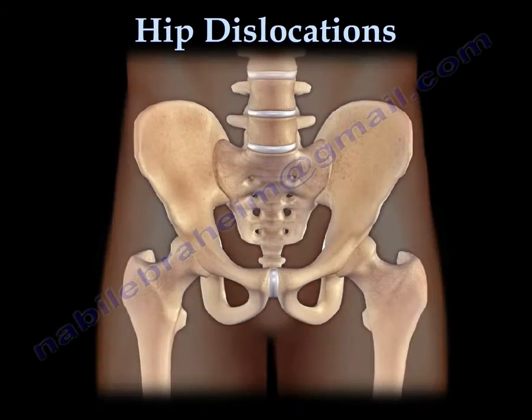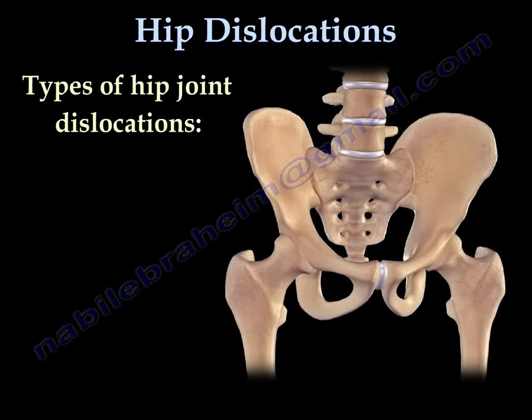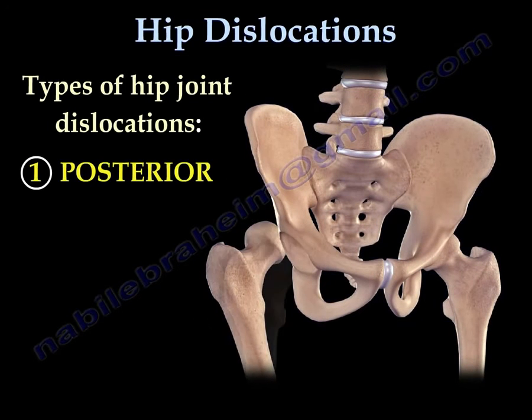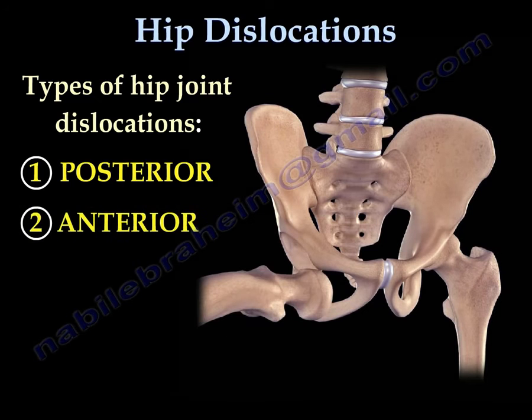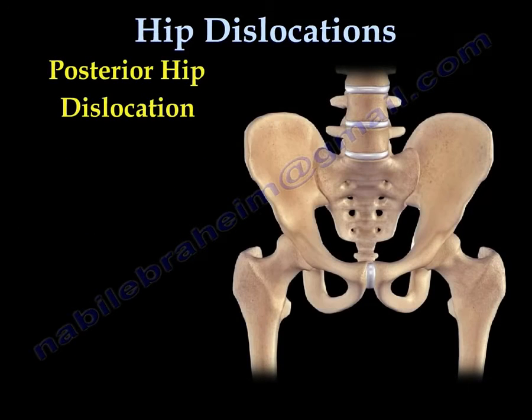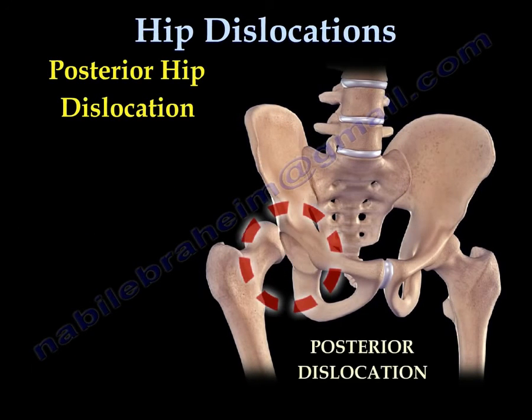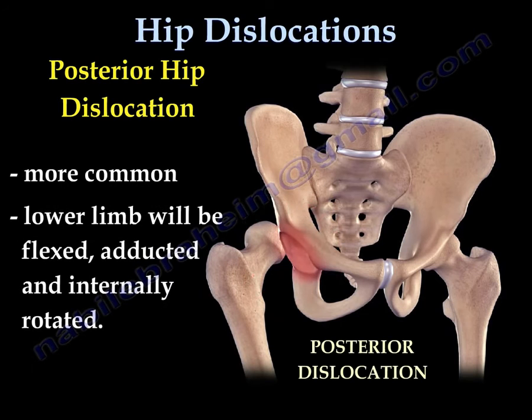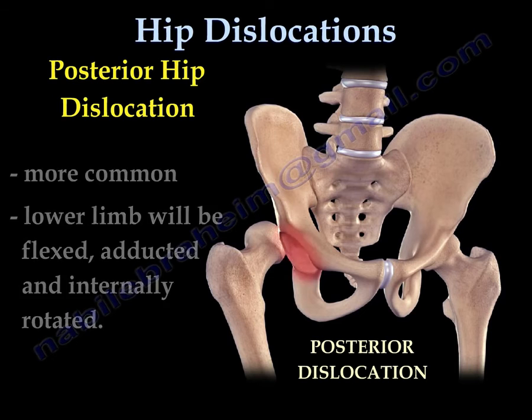Hip dislocations. There are two types of hip joint dislocations: posterior and anterior. Hip dislocation of any type is an emergency. The posterior dislocation of the hip is more common. The lower limb will be flexed, adducted, and internally rotated.